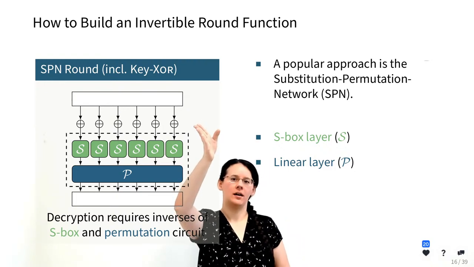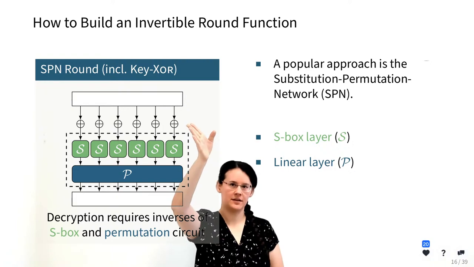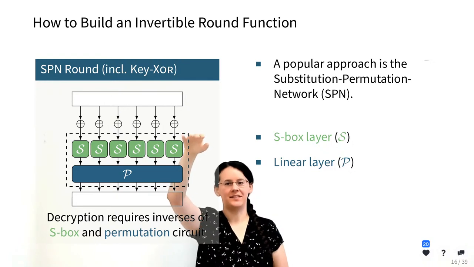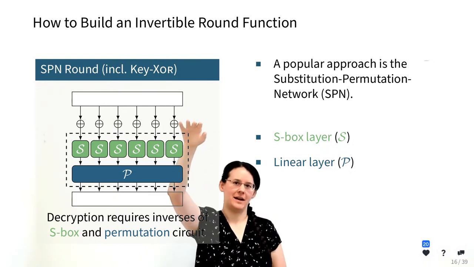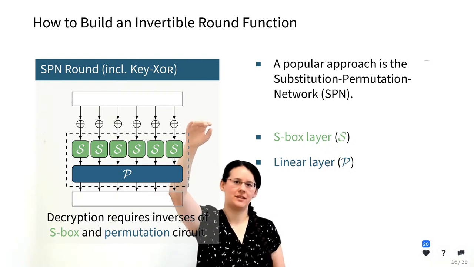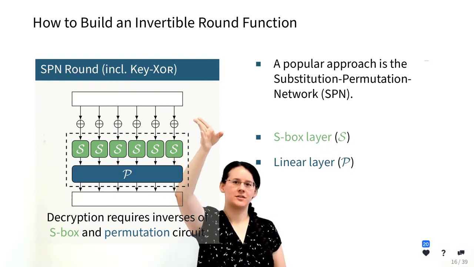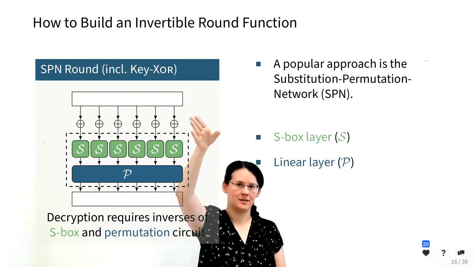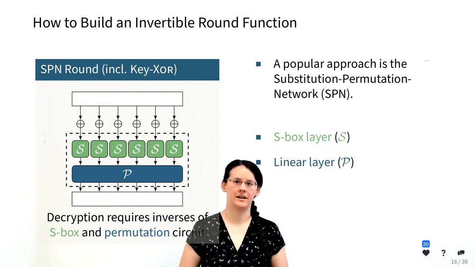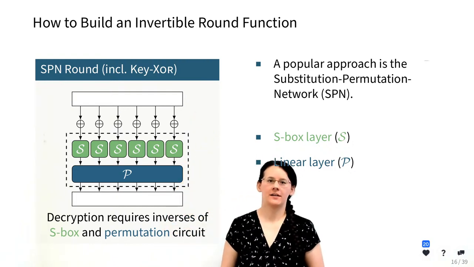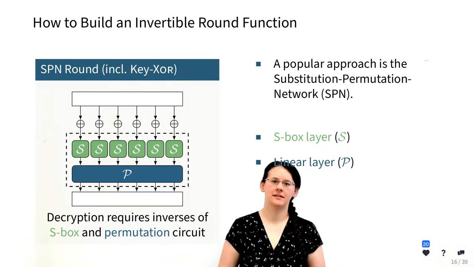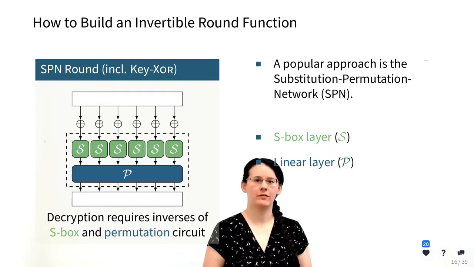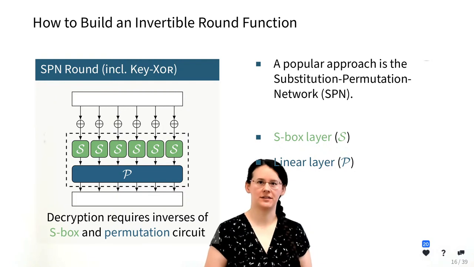And finally, we need to invert this key addition here. But the nice thing about XORing is that if you XOR A to B and then XOR B again, you get A back. So XORing something twice gives you back the original thing. So in this case, the inverse of this key addition layer is exactly the same key addition layer again, because XORing the key again removes it effectively. Okay, so this is one of the main construction mechanisms for block ciphers, and we're now going to have a look at one cipher that is actually constructed this way.